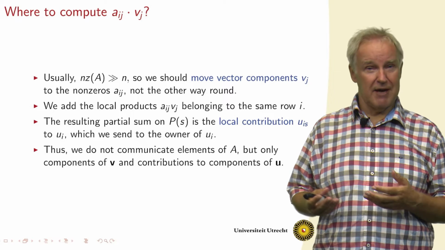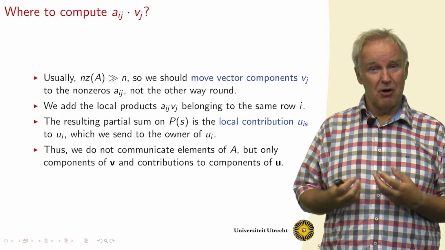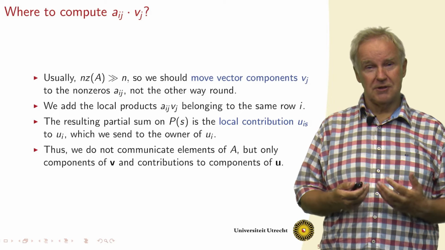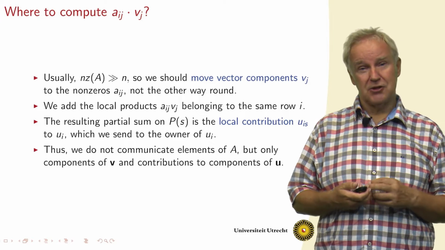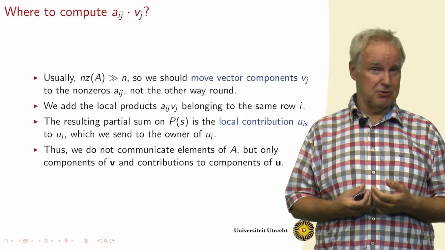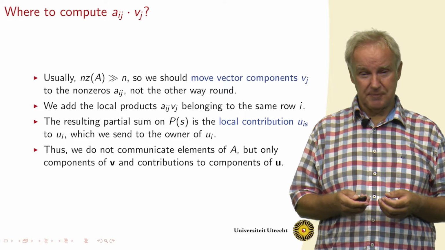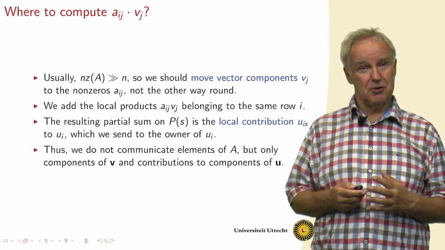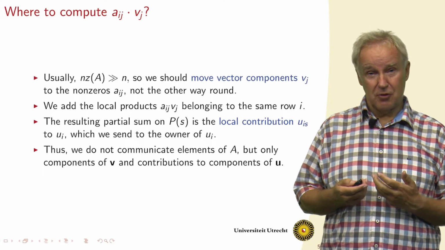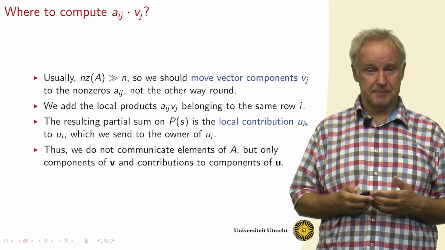And if we have more non-zeros in the same row of the matrix, we can perform all those multiplications locally. And then we get a result, which is a partial sum, and it's a contribution to ui for processor I, but it's a contribution by processor S. And this contribution we call uis. So we do not communicate elements of the matrix. We only communicate components Vj and contributions to components ui.